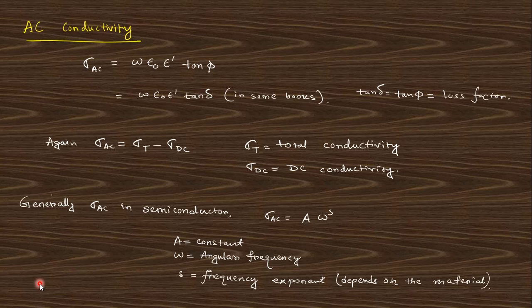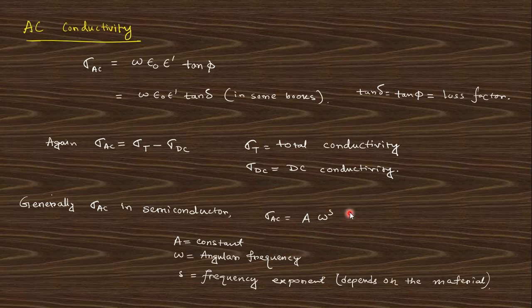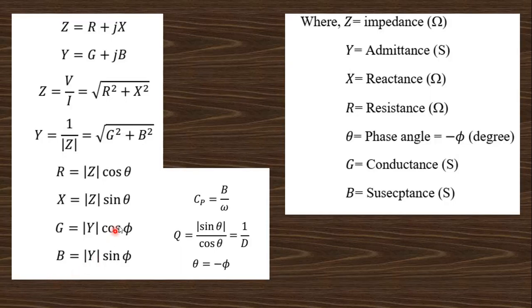After plotting this Nyquist plot, we can find out this frequency exponent. We just count this plot, and these are the parameters which can be measured from this instrument: impedance, admittance, resistance, reactance, conductance, susceptance, parallel capacitance, quality factor, and phase angle, right? So all these things can be found using this instrument.